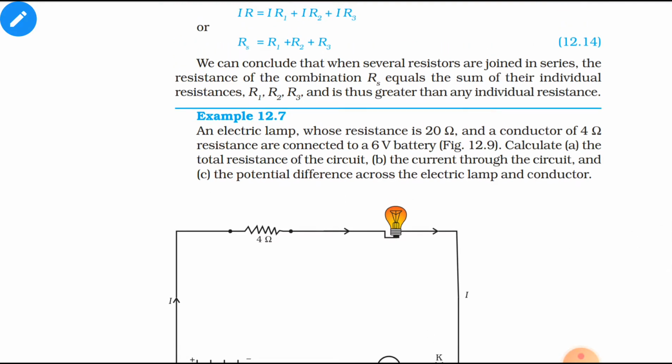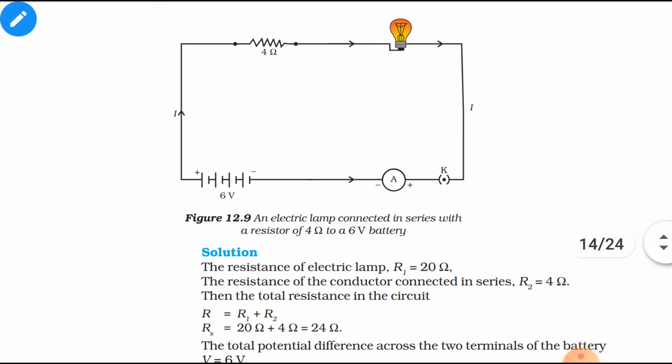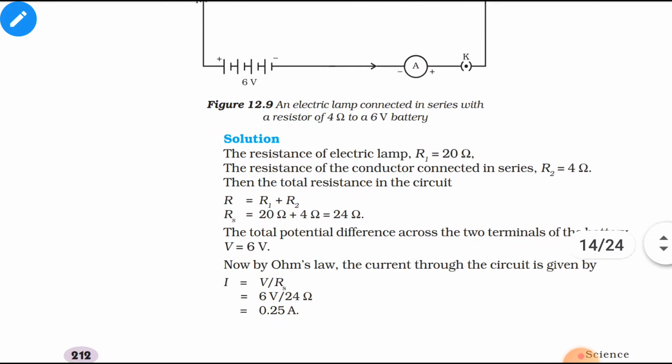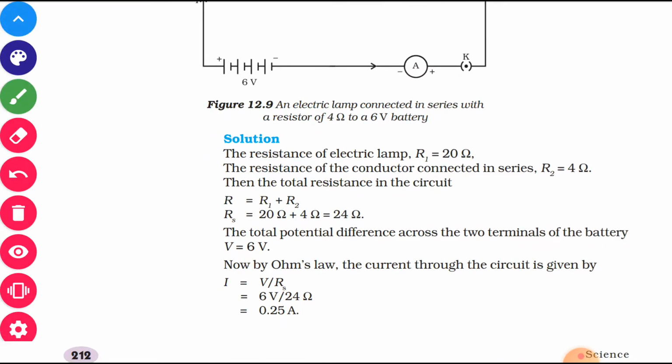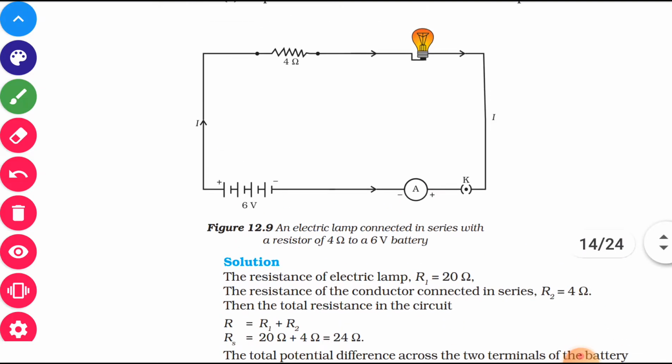Now, after the total resistance, we find the current, and the potential difference across the electric lamp. First the resistance is R1 plus R2, so it is 24 ohm. You can easily understand this part. 6 volt is the battery, so I is equal to V upon the total resistance in series, so 0.25 ampere is the current. Now you want to find out the potential drop across the bulb.